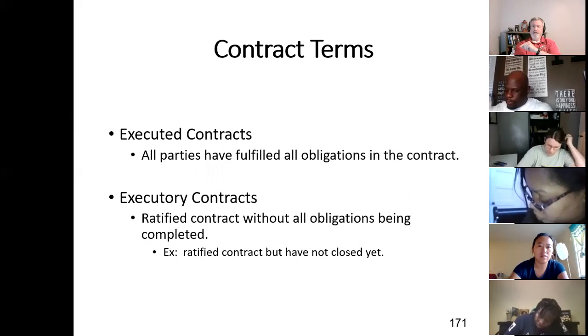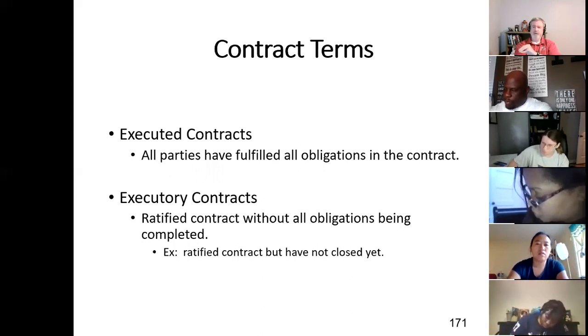But then right below it, you see the term executory contract. Be careful that you don't confuse these two.